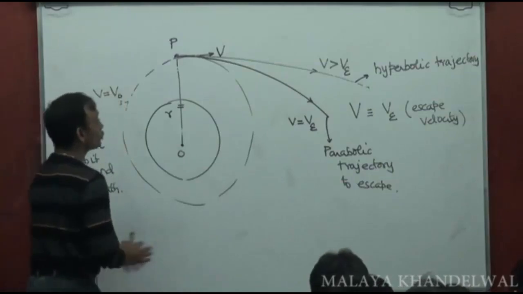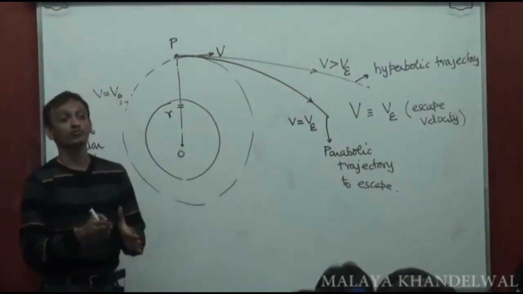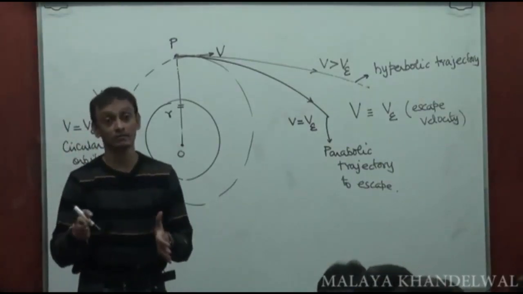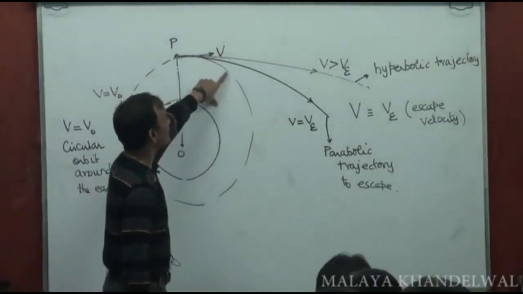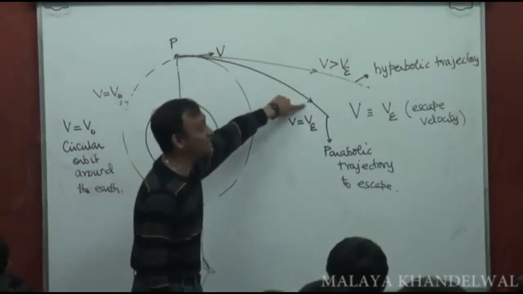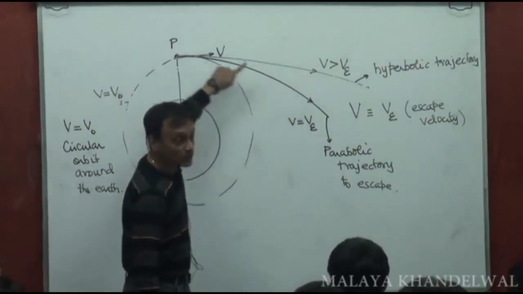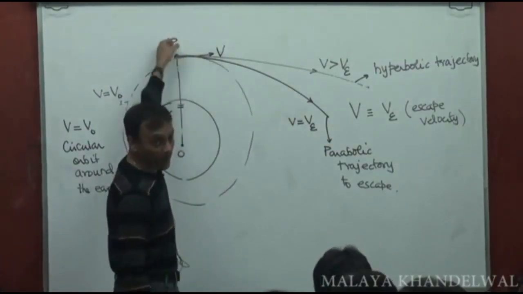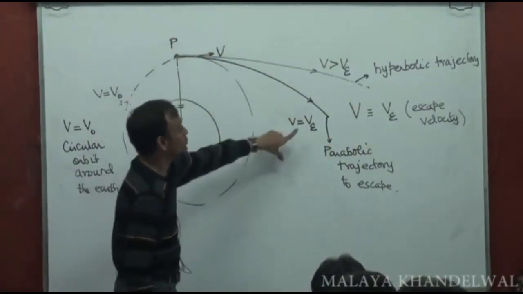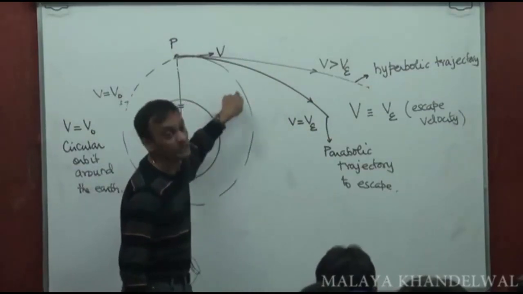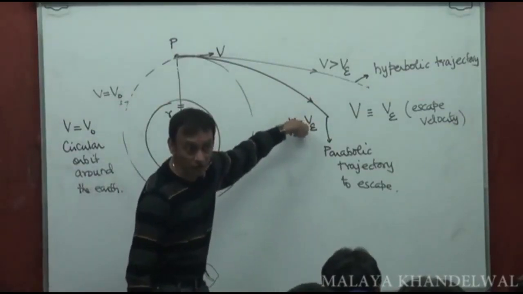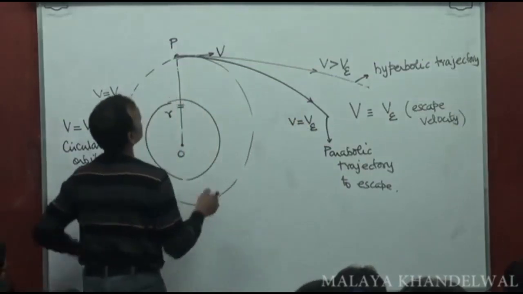Now, v could be a number lying between v naught and v escape. You could impart the particle a velocity v which could be greater than the orbital speed but less than the escape velocity.